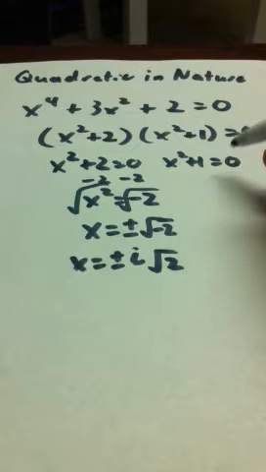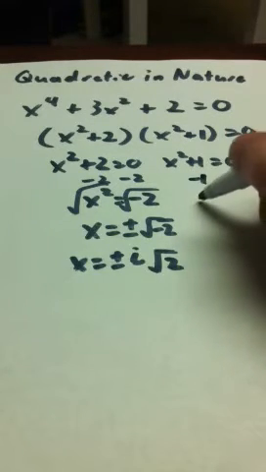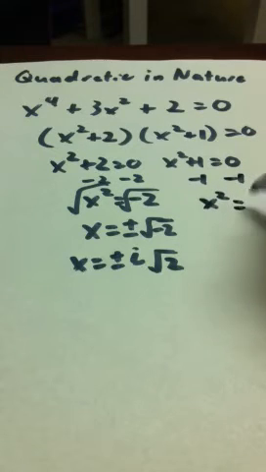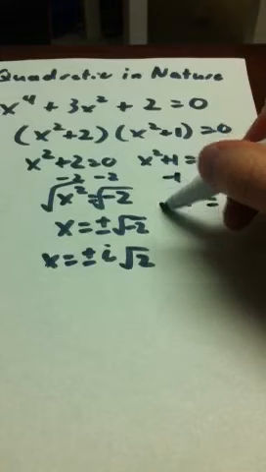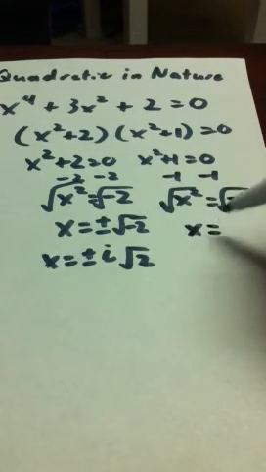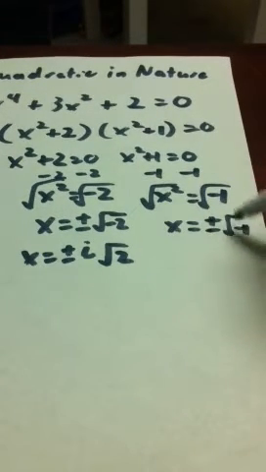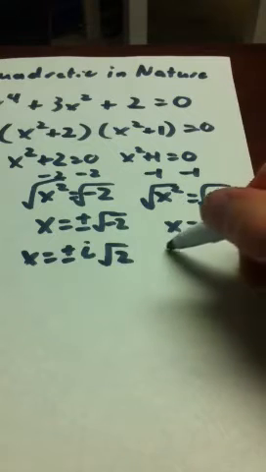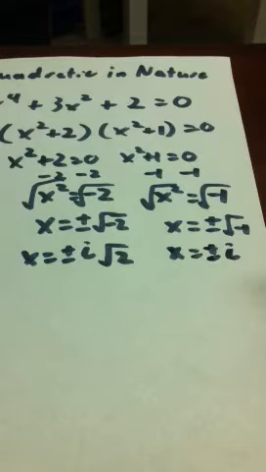I'm going to do the same thing up here with this quadratic. So I'm going to subtract 1, so I get x squared equals negative 1. Again, taking the square root, don't forget that plus or minus again. So x equals plus or minus the square root of negative 1. And the square root of negative 1 is i. So I get x equals plus or minus i.